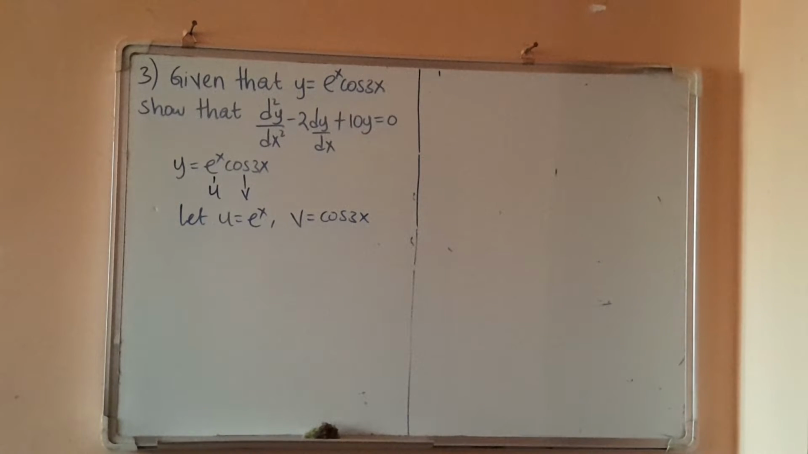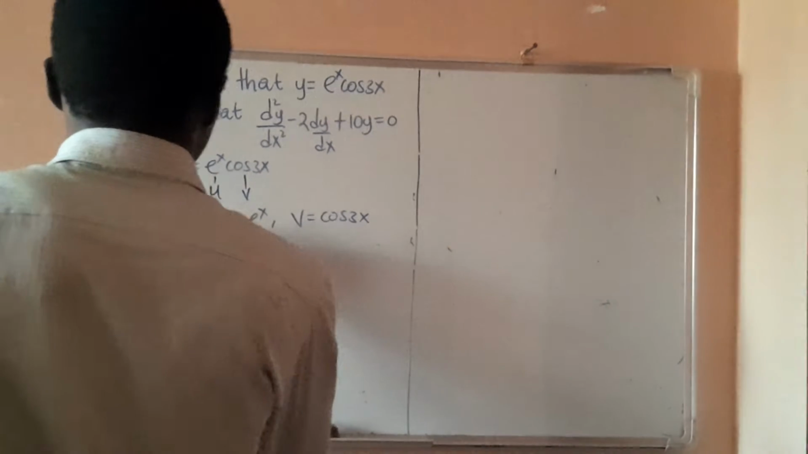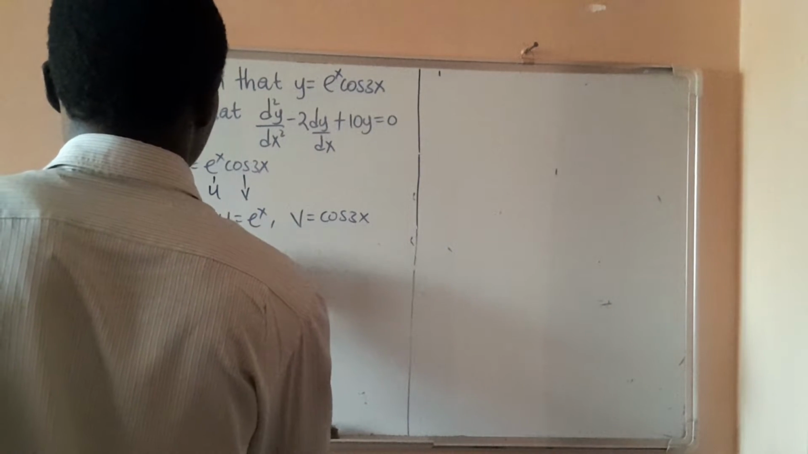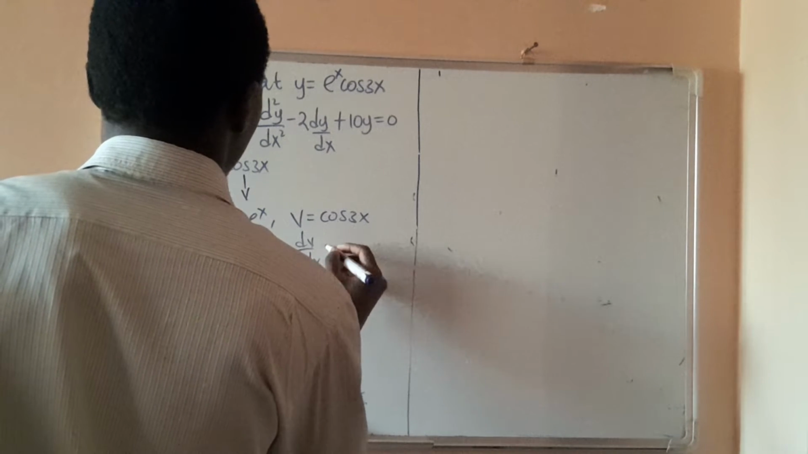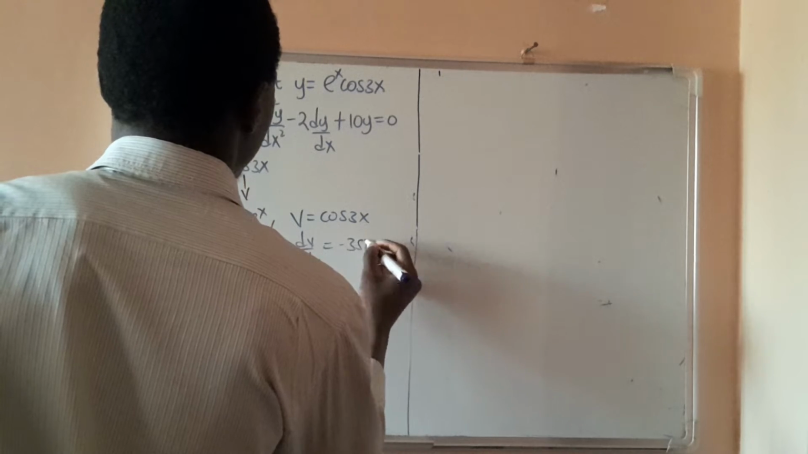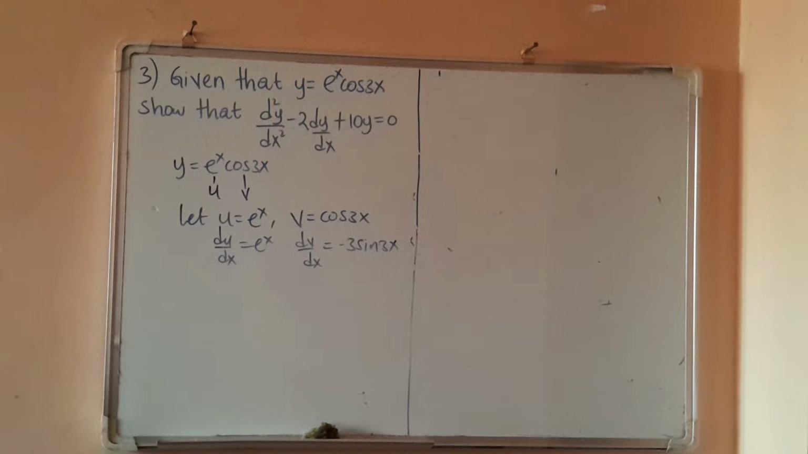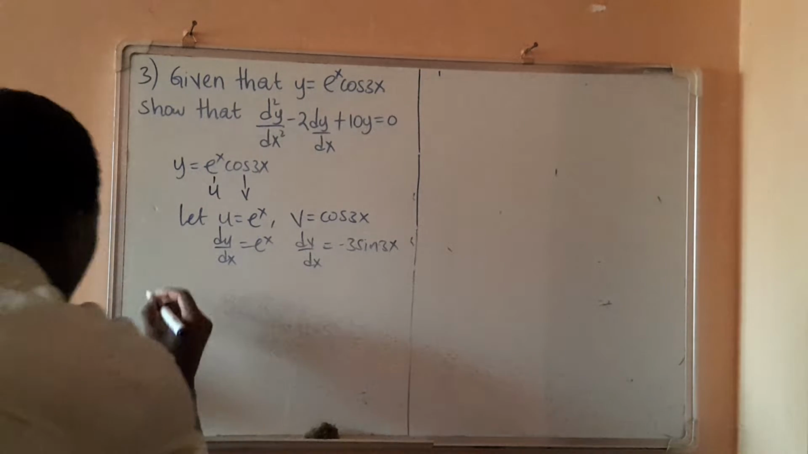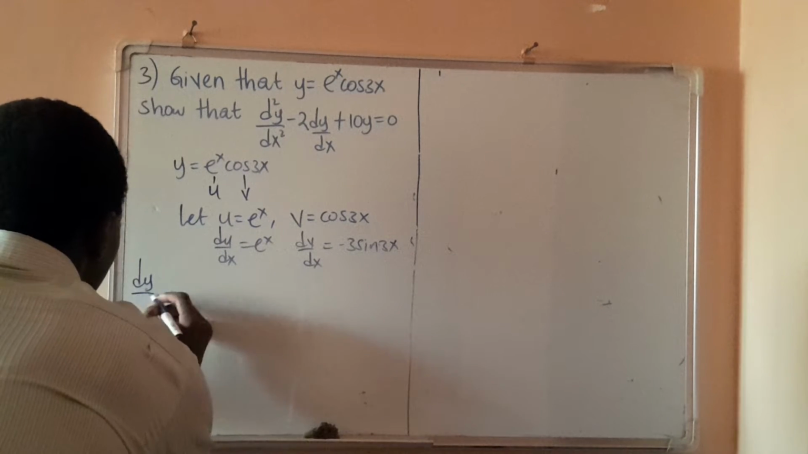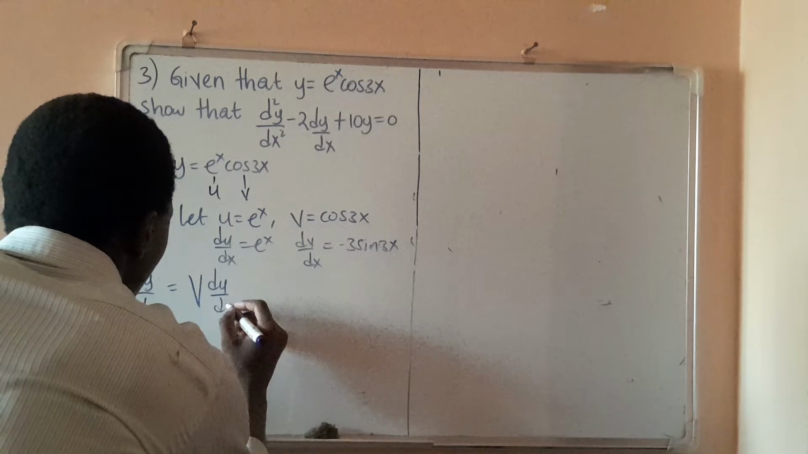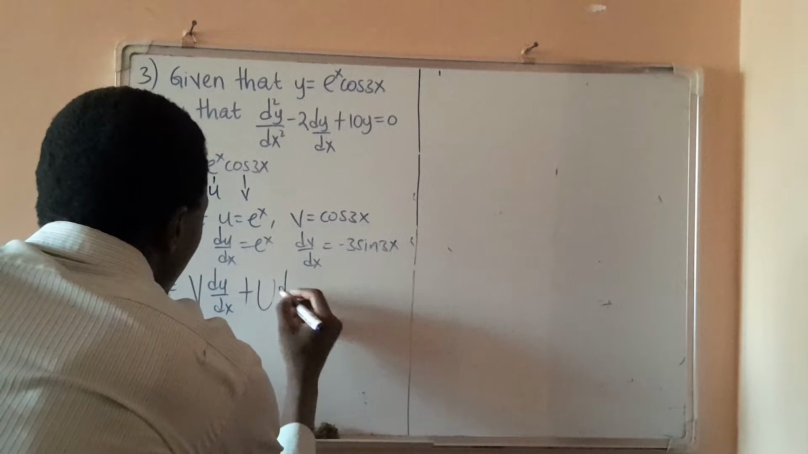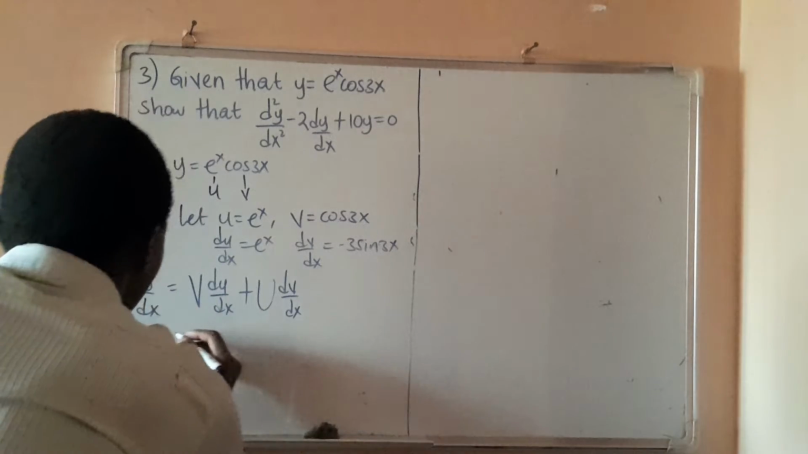cos 3x. Differentiate u, du dx is e to the x. Differentiate v, dv dx is negative 3 sine 3x. What do we do next? Then we substitute: dy dx is equal to v du dx plus u dv dx.